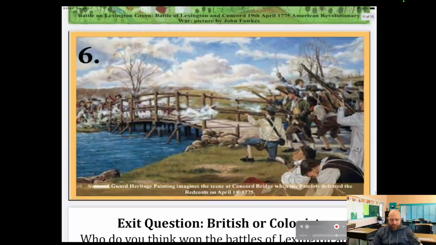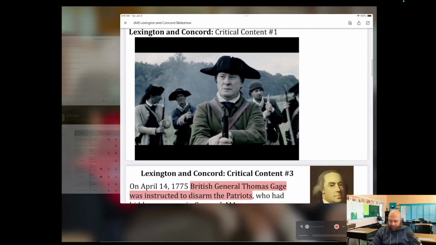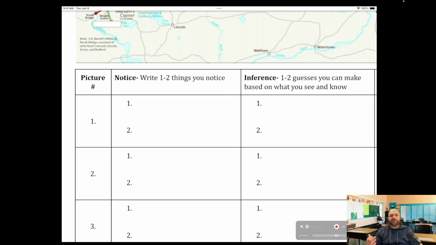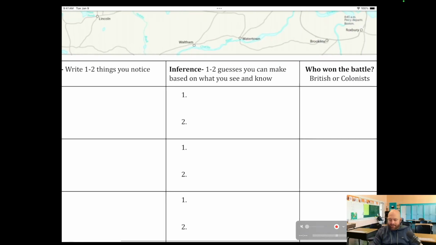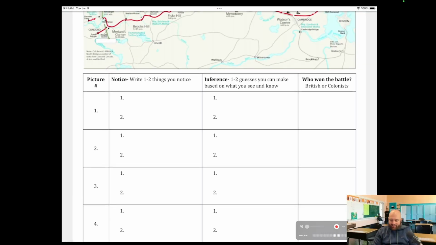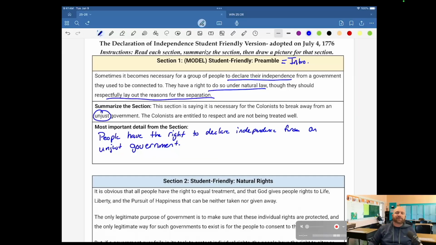For each artifact, you did 2 things. You wrote 2 observations, you wrote down 2 inferences that you had, and then you wrote who won the battle. Then at the end, for our exit slip, we wrote who you think won the Battle of Lexington and who you think won the Battle of Concord. We wrote a PEEL or ERASE paragraph, and then we answered that question, and bada bing, bada boom. Job done.